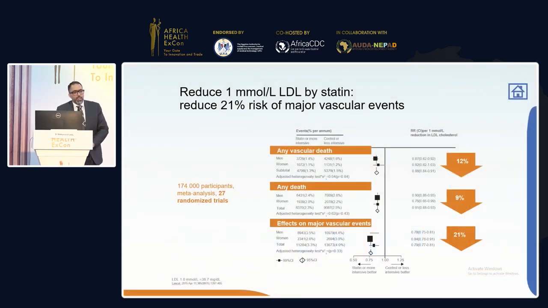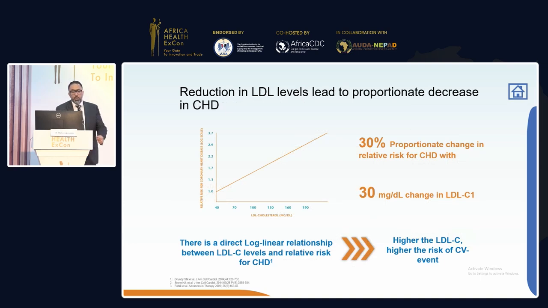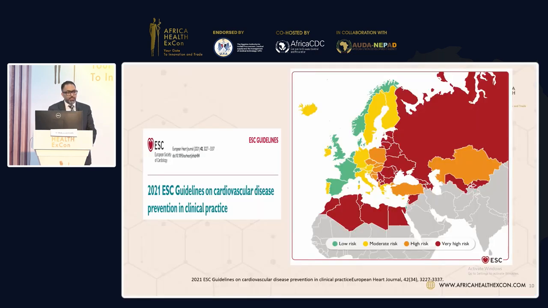When using LDL reduction, the risk of major vascular disease will decrease, as will all major vascular events. So the relation between cardiovascular events and LDL is a linear relation. The more LDL we have, the more risk we have for cardiovascular disease, and also the more reduction in LDL, the more protection we have against cardiovascular disease.